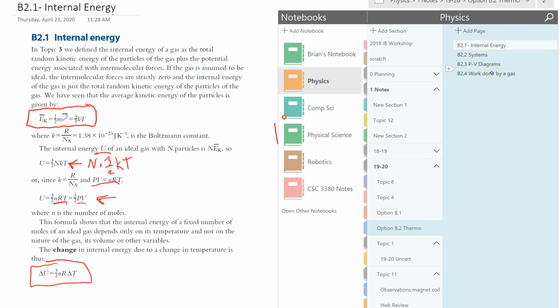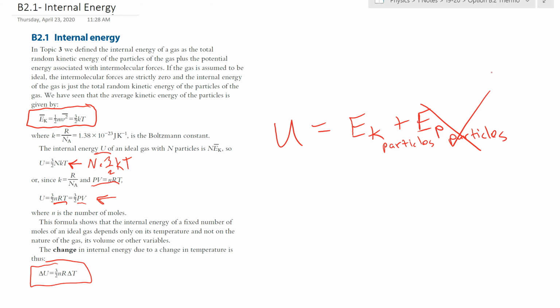All right, moving on. Just to remind you also, Boltzmann's constant, k, is 1.38 times 10 to the negative 23 joules per Kelvin. Also, if you forgot, lowercase n is moles, uppercase N is number of particles.